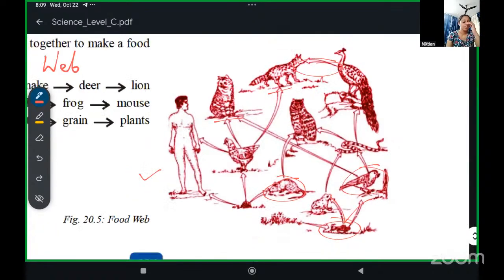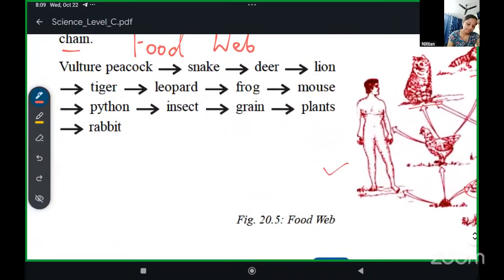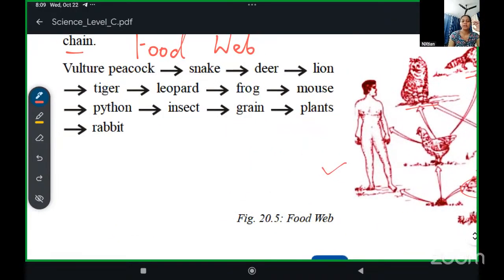So when one thing is eaten by two, three other things, and those things are eaten by one or two more things, that is a food web, a combination of many food chains coming together at one place.